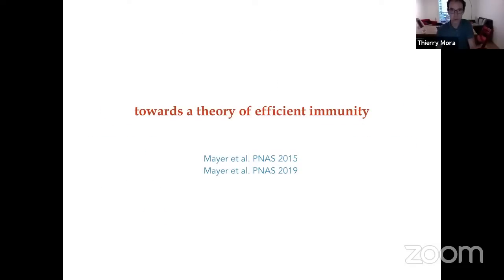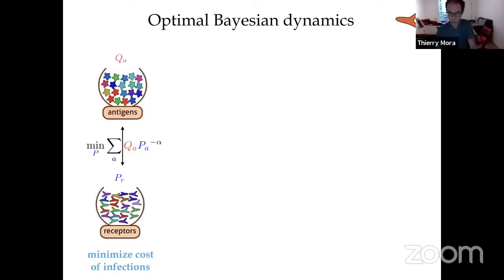And so for those who are familiar with it, this is like the immune system equivalent of the efficient coding hypothesis in neuroscience. The idea is that the immune system actually is optimally adapted to the statistics of its environment. So what does that mean? That means that, knowing the knowledge that the immune system has accumulated over the years, it would try to minimize the expected cost of future infections, right?